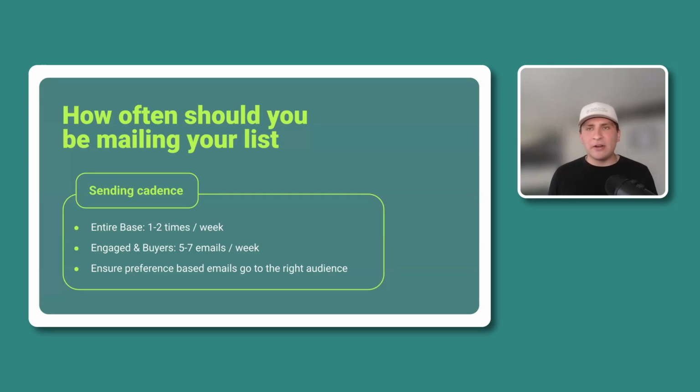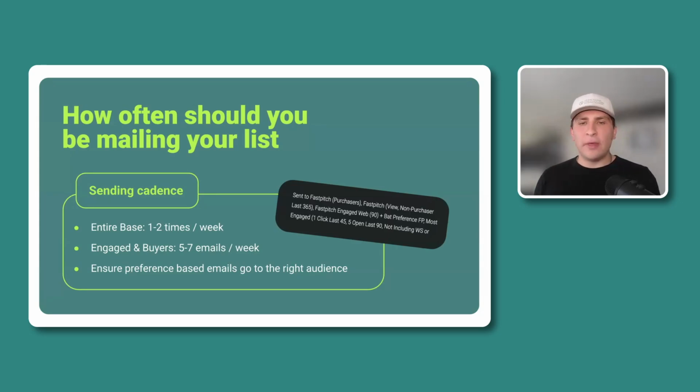And then your engaged buyers. These are those 30, 60, 90-day, 180-day people. We would send to those 5 to 7 emails a week, but we would ensure that the preference-based emails go to the right audience. So on a typical one, let's say we were doing a fast pitch release for this softball.